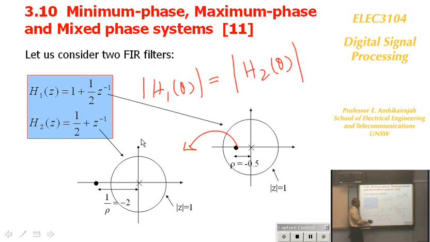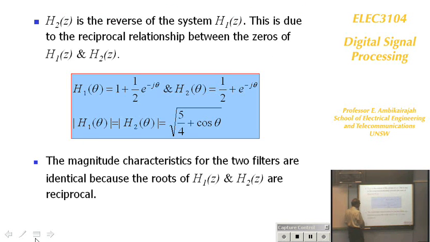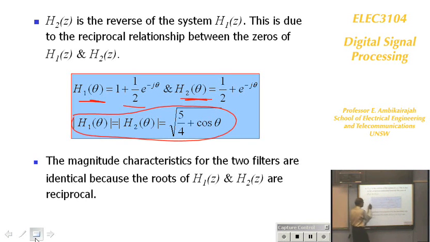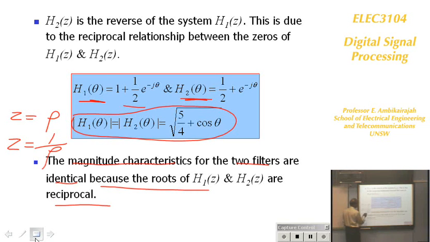From that, I'm going to define what's minimum phase, maximum phase. So let's go with this, and h1 theta is this one, h2 theta is this one, and you can show that the magnitude of h1 theta is equal to the magnitude of h2 theta is equal to that. So the magnitude characteristics of the two filters are identical because the roots are reciprocal. That means reflecting. If one of the roots is equal to rho, and the second one is 1 over rho, that means reciprocal. One root is the reciprocal of the other. The magnitude response will be the same, but the phase responses are not the same.